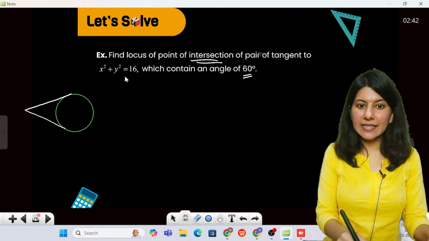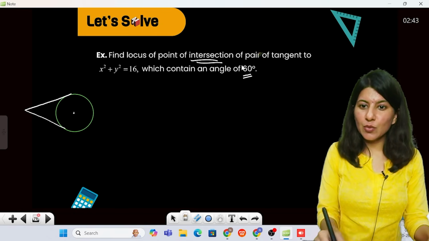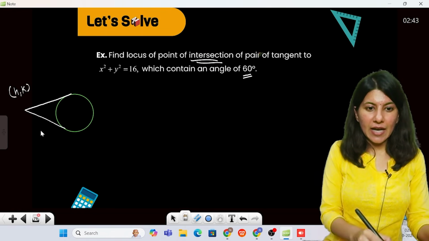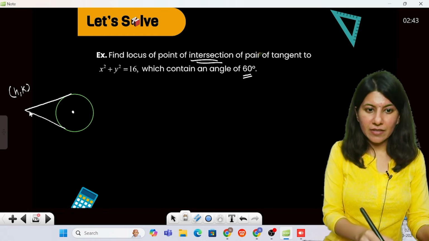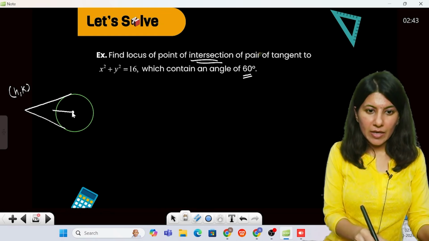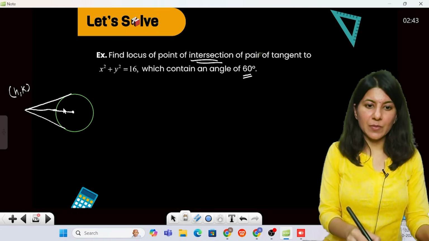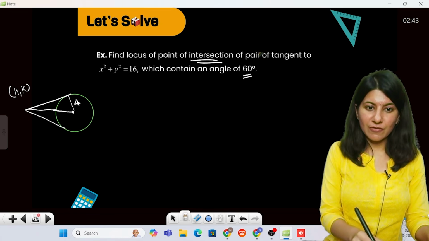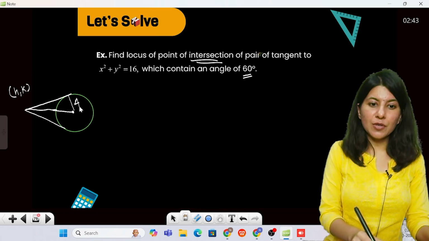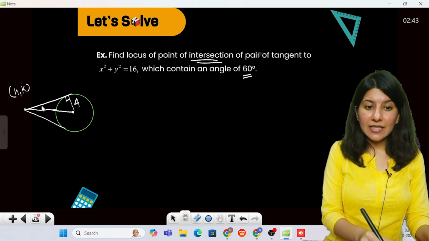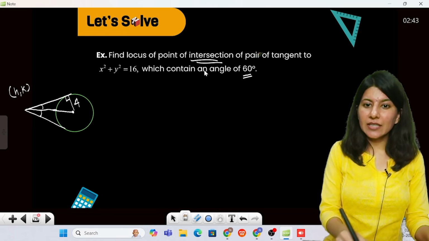This is 0, 0. Find the locus of the point. This is your h, k. And if this is your center, I join the center to this point h, k. Now this is your radius, which is 4. The radius is always perpendicular to the tangent. If this whole angle is 60 degrees, this angle will be 30 degrees, 30 each.